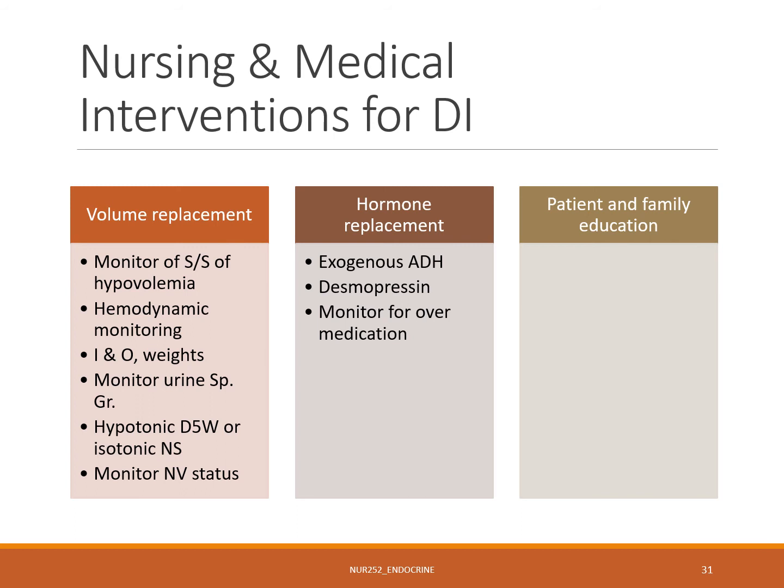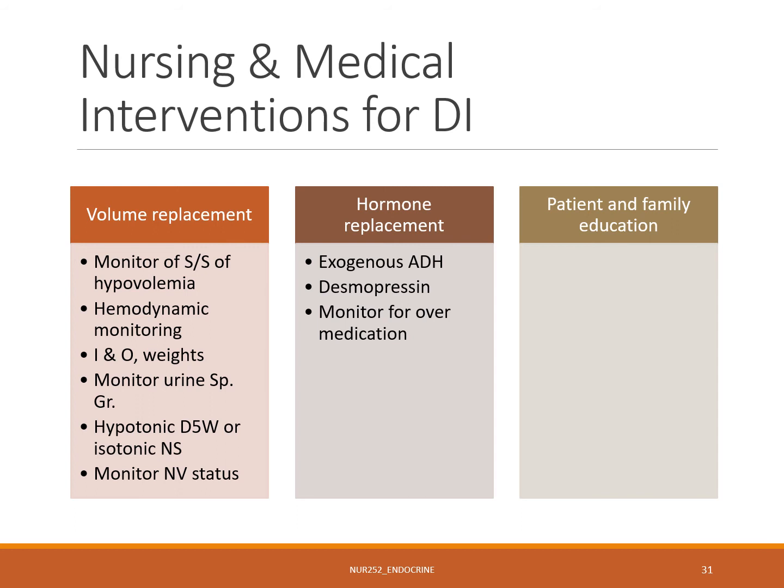Accurate I's and O's along with daily weights are essential. Ongoing measurements of urine specific gravity aid in evaluation of client response to treatment. Once medication therapy has begun, the urine should become more concentrated and the specific gravity should increase. Fluid replacement will be necessary in those individuals who are not able to drink enough water to avoid hypovolemia. Fluid must replace existing water losses and keep up with current losses.